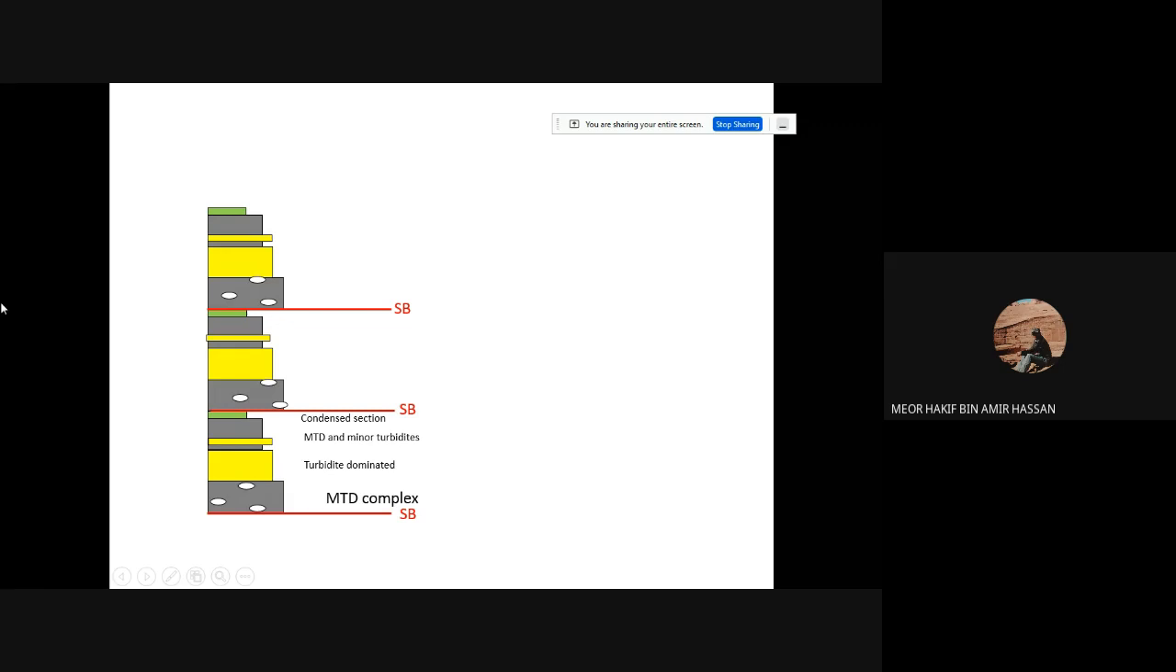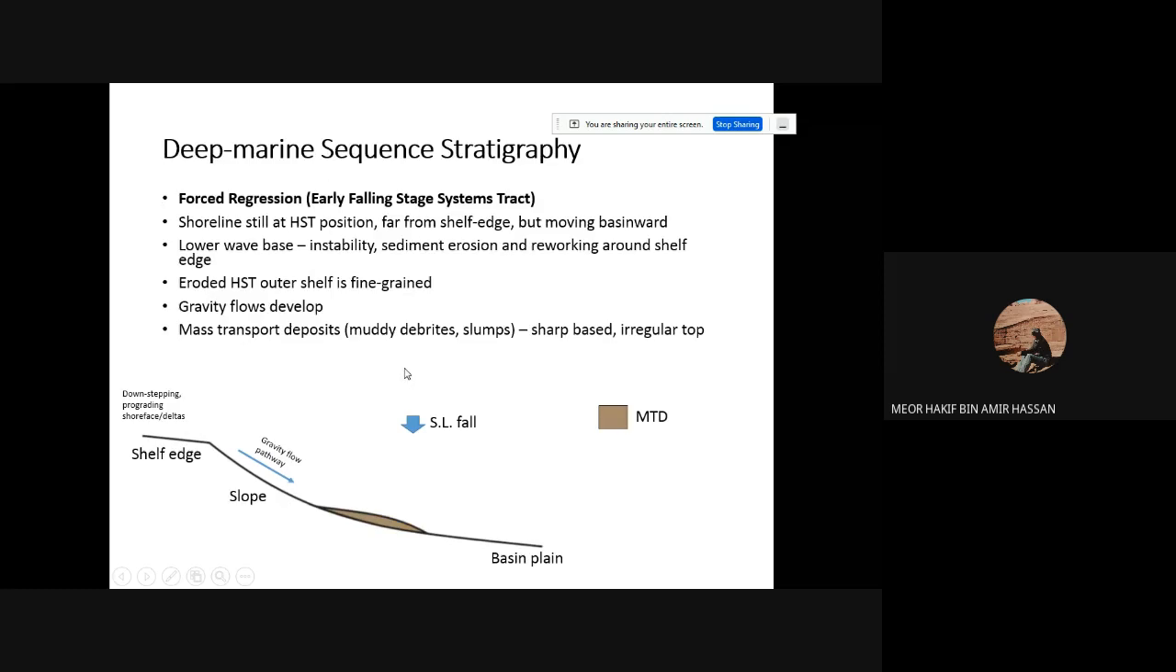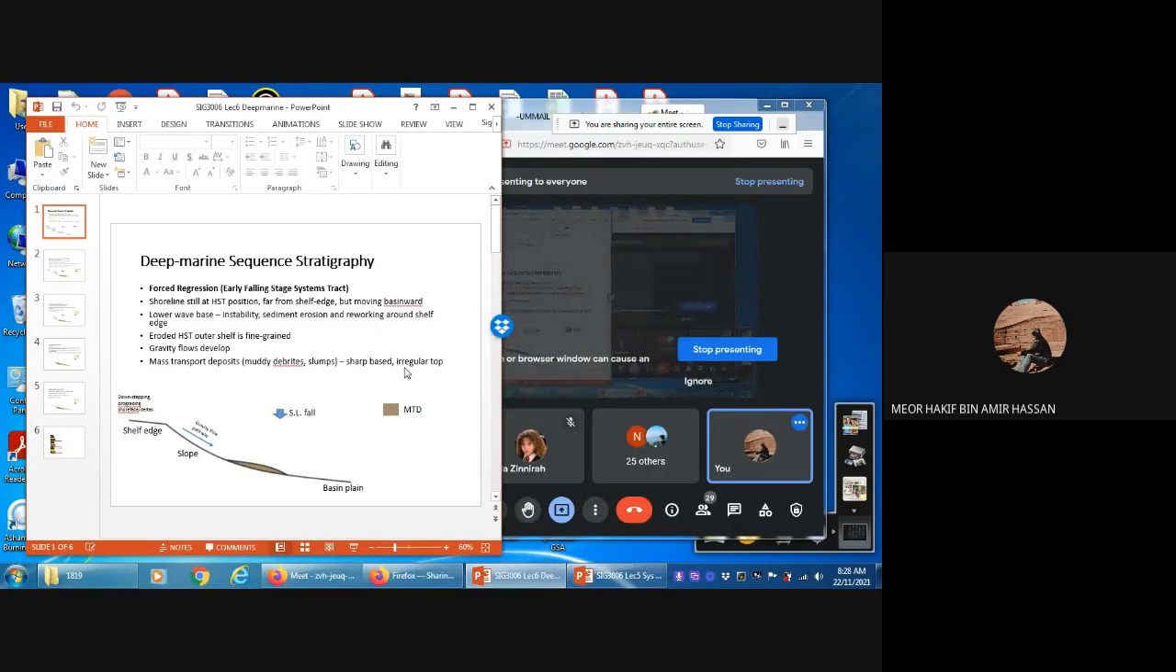All right. So when the cycle continues again, falling back down, falling stage, you have the debrites. Lowstand, you get the turbidites, and also during the TST, you get more debrites, followed by a condensed section dominated by shale, and the cycle continues on and on. All right. So yeah, today is quite brief. Just the final part of sequence stratigraphy that I need to talk about.